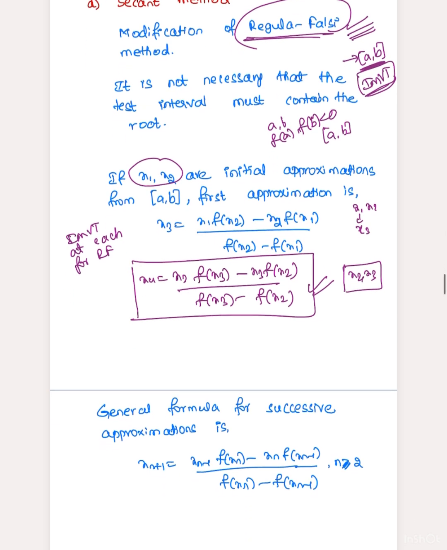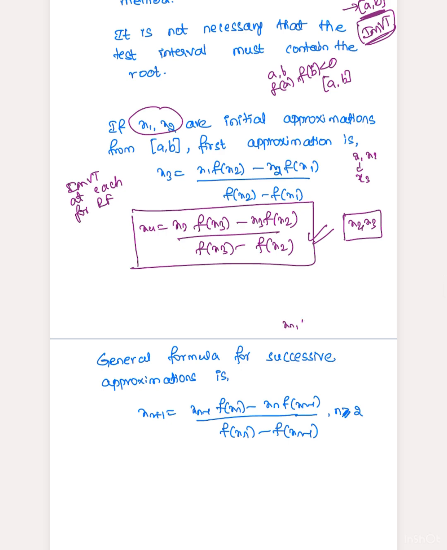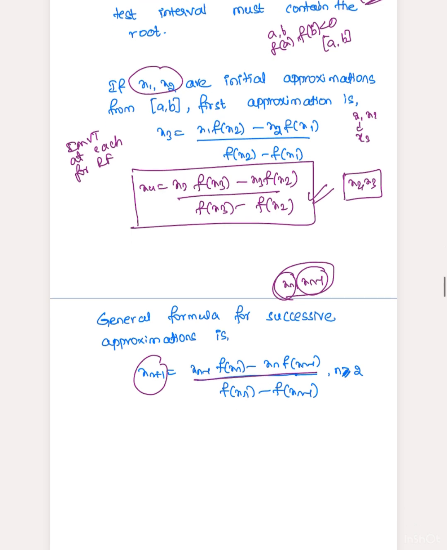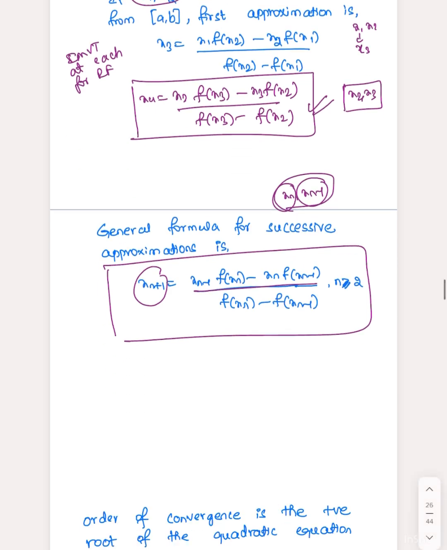Therefore the general formula, if it involves the xn and xn minus 1 iterations, then the n plus 1 iteration will be xn plus 1 is equal to xn minus 1 into f of xn minus xn into f of xn minus 1 divided by f of xn minus f of xn minus 1. This is how we use the general formula for finding the iteration value with the secant method. This has to be remembered. This is very important. Here n is greater than or equal to 2. If you put n is equal to 2, that will be the first iteration, given by x3.